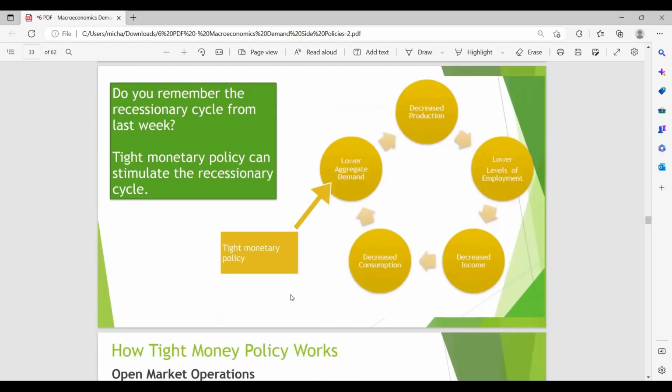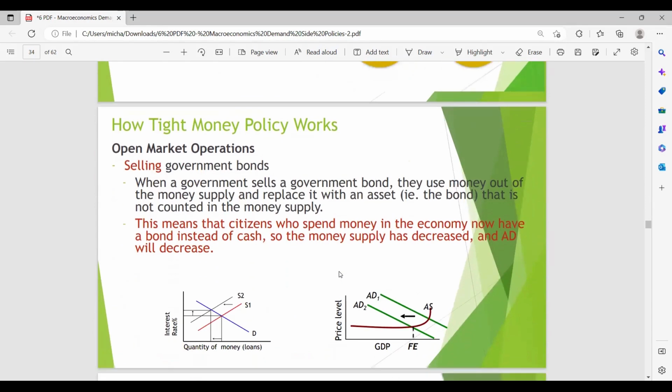Do you remember the recessionary cycle from last week? Tight monetary policy can stimulate the recessionary cycle. Tight monetary policy leads to lower aggregate demand, leads to decreased production, leads to lower levels of employment, leads to decreased income, leads to decreased consumption, and then it goes on and on. Everything leads to each other here.